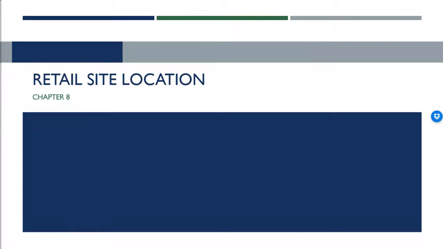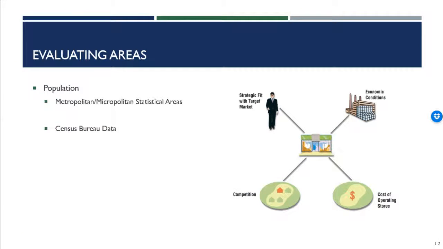We're going to start by looking at the different factors that retailers consider for evaluating general geographic areas. So when you're starting to determine which state or which part of the country to locate in, we start here with some of these bigger factors. And the first is population, the population of an area.